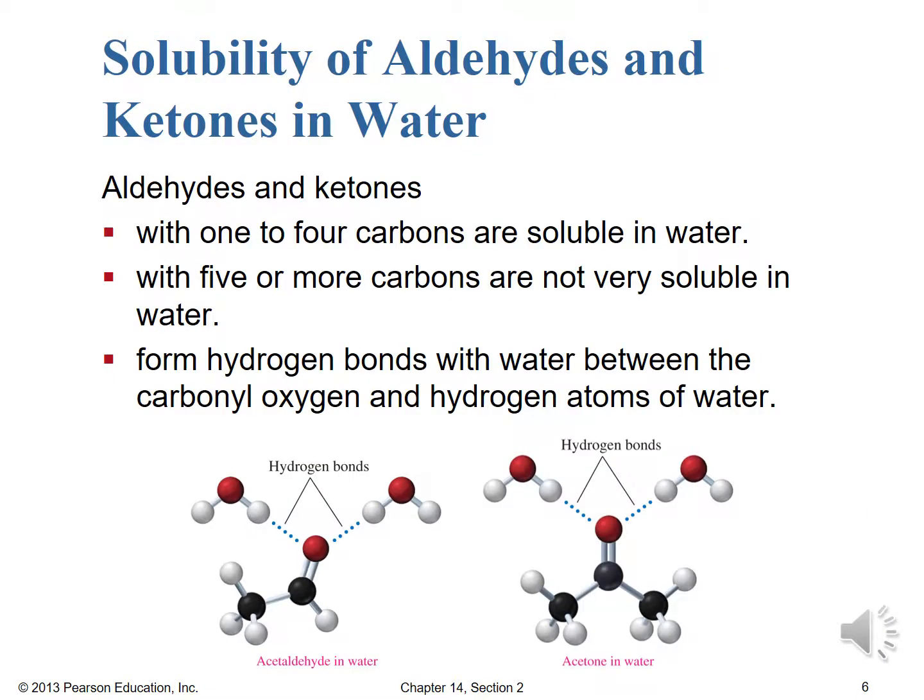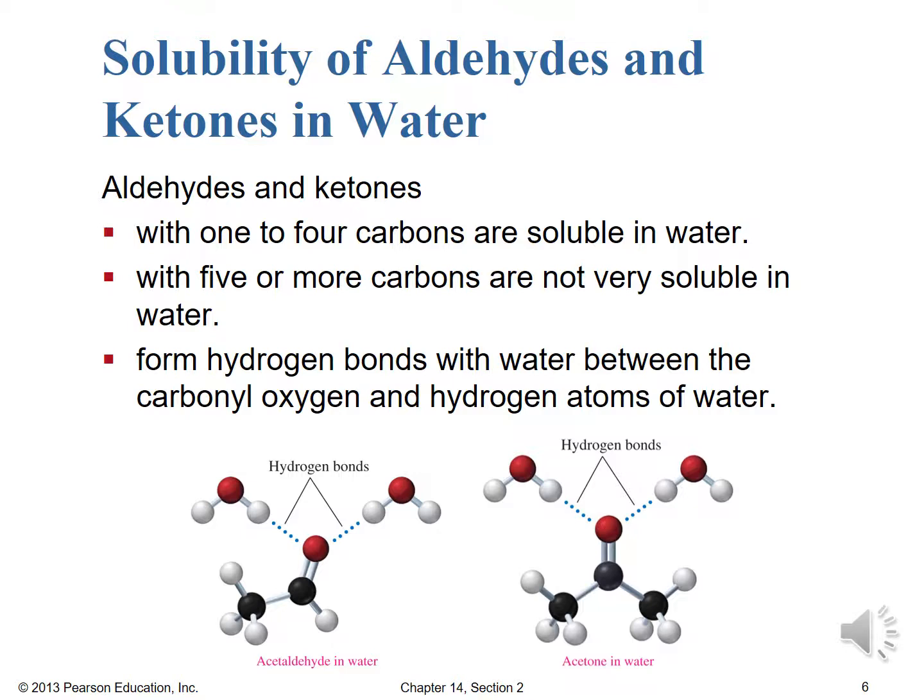Okay, so because we do have that dipole in aldehydes and ketones, we do get some water solubility, especially if we're small. If we're 1 to 4 carbons for our aldehyde or ketone, we would expect to be soluble in water. If we go to 5 or more carbons, then we're not very soluble in water. The reason those smaller ones can be soluble is they can form hydrogen bonds with water, between the lone pairs on the carbonyl oxygen and the hydrogen atoms of the water.